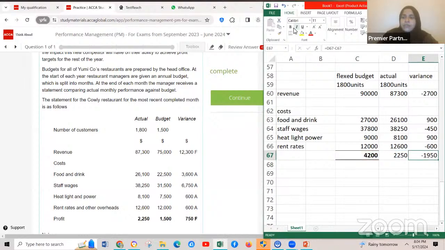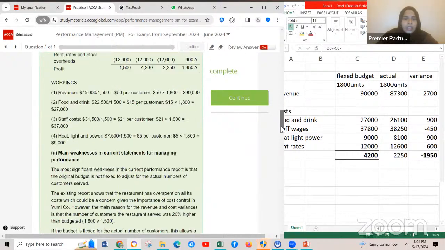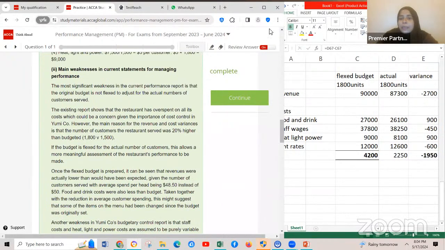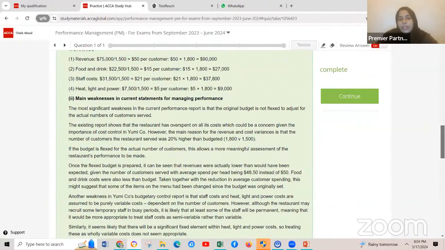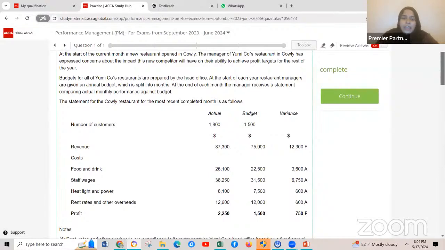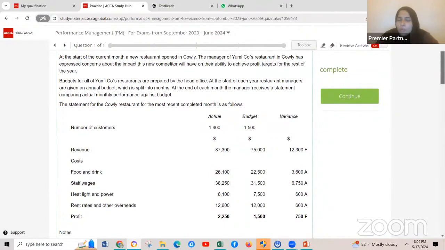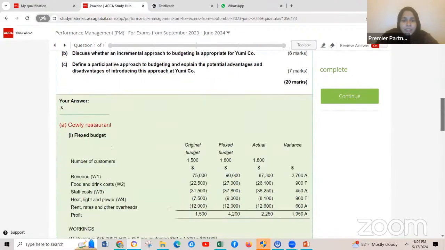So, profit is 1,950, adverse, not favorable. Now they're asking you to discuss the main weaknesses in the current budgeting system. So first you have to take points from here. One main thing is their budget is for 1,005, actually is 1,008. So it is not like with like, comparison is all wrong there then, right?